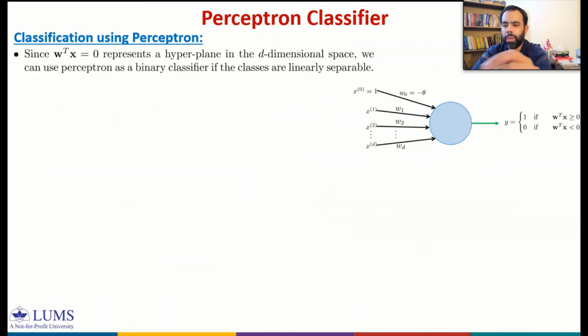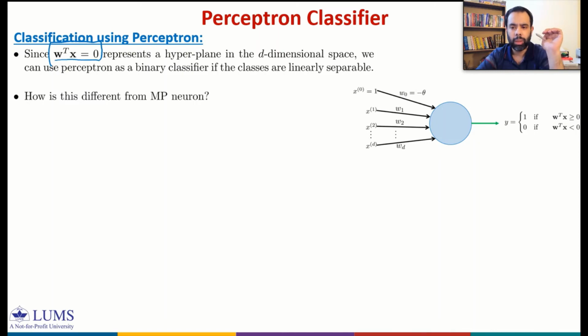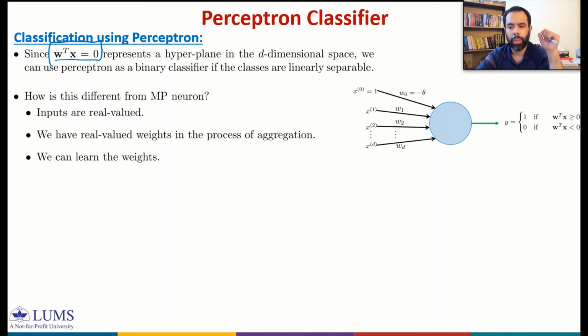If you see, we have this decision boundary, w transpose x is equal to 0. And our prior knowledge informs us that this represents a hyperplane in the d-dimensional space. And we can use this as a binary classifier if the classes are linearly separable. This is different from the MP neuron. Inputs are real valued. We have real valued weights in the process of aggregation, and we will see very shortly that we can learn these weights.